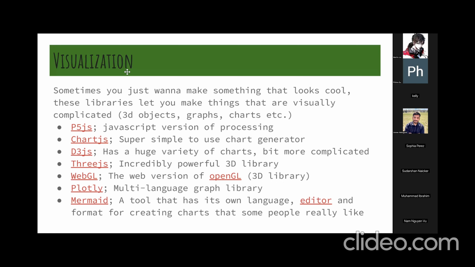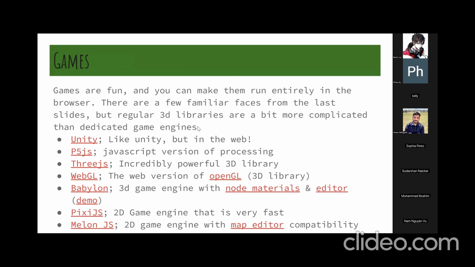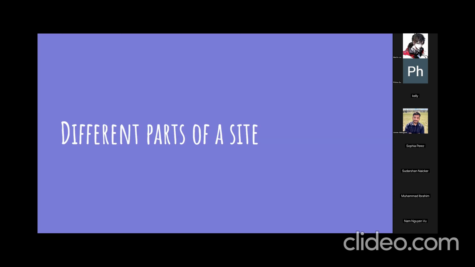Visualization is another part you can look at. Sometimes you just want to make sure something looks cool. So there are different JS components and libraries that you can implement, and they can all help with the aspect of your page. There are the games and whatnot. Unity is one. 3JS is another one. WebGL, Babylon is one. All of these can help with developing games, and they all use these JS libraries.